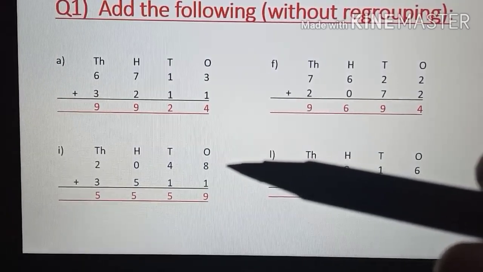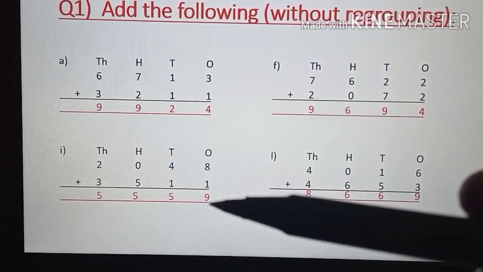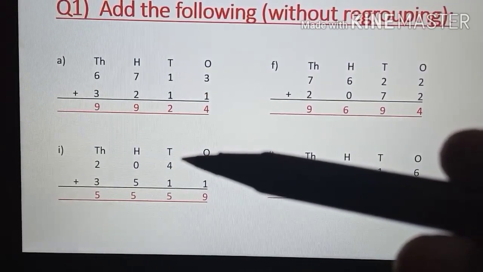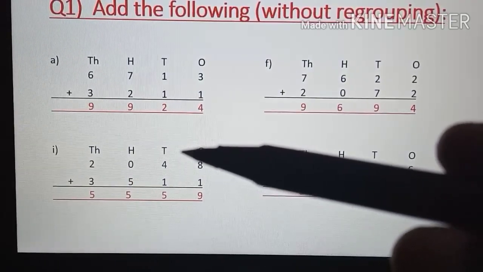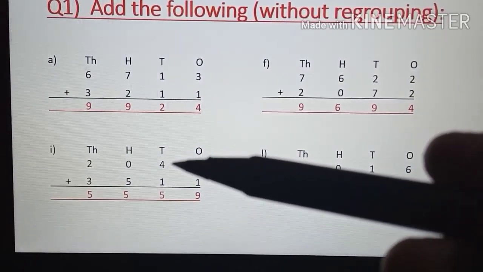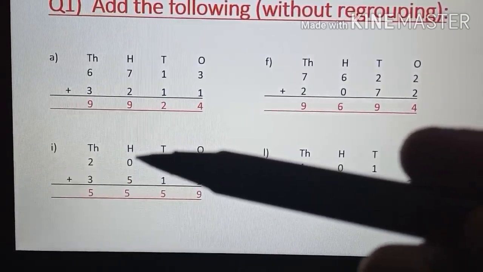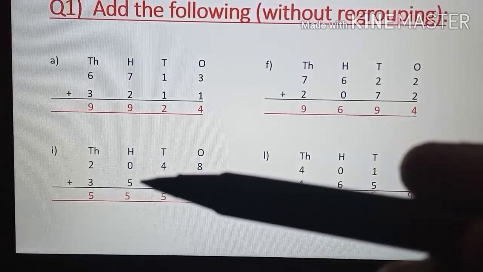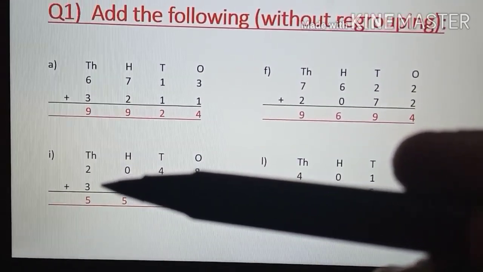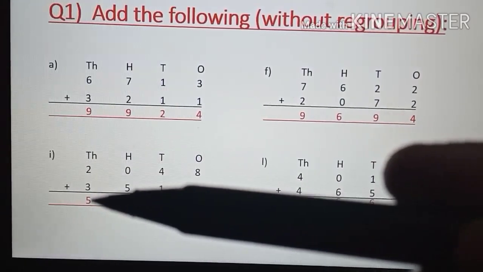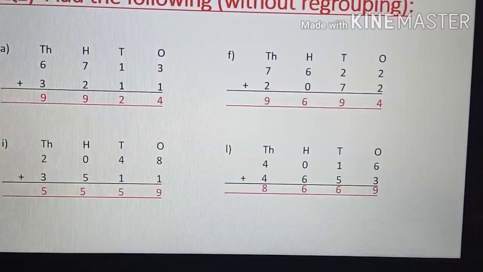In I number, again you start addition from the ones column. 8 plus 1, 9. No carry over under the tens column now, because 9 is a single digit number. Under the tens column we have digits 4 and 1. 4 plus 1, 5. No carry over. Under the hundreds column 0 and 5. So 0 plus 5, that is 5. Under the thousands column we have digits 2 and 3. So 2 plus 3 is 5. Now move to question number L.